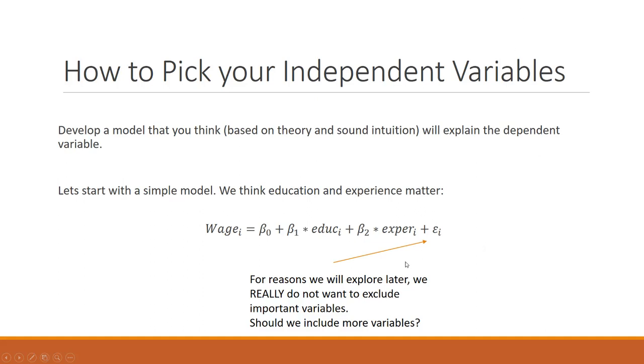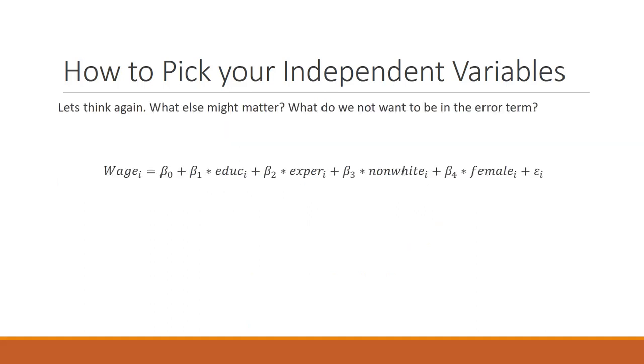All right. So now we've written this model and it has two variables that we think are very important. But let's think a little bit more. Maybe there are some other variables that we can include. Maybe they're not quite as important as education and experience, but they are important and they're relevant. And because I just said we don't want to exclude important variables, let's think of another model. Let's think of maybe even a better model that doesn't exclude important variables.